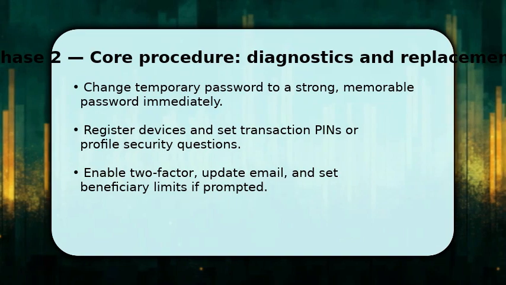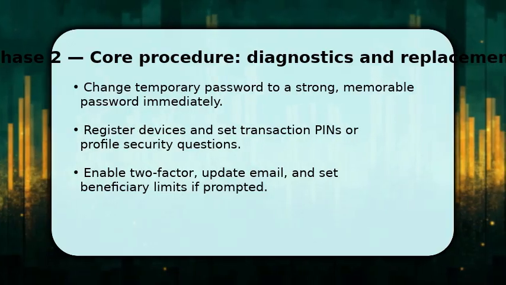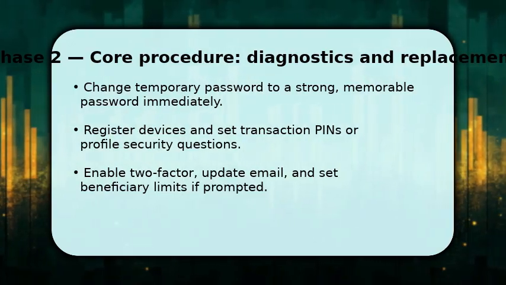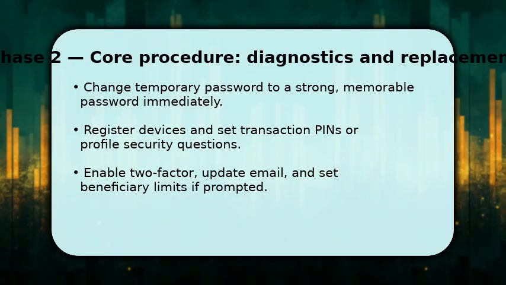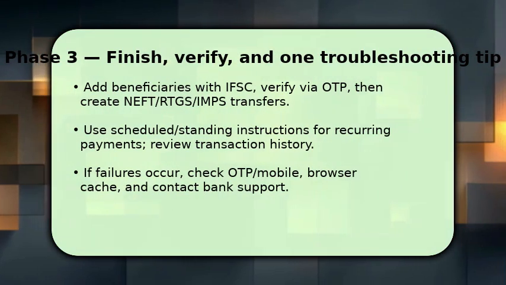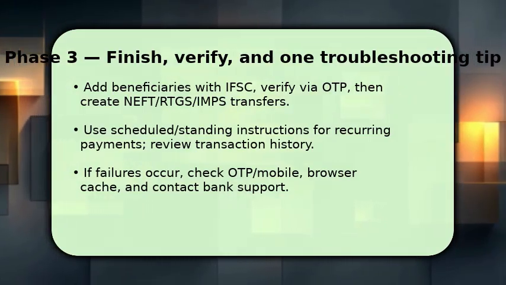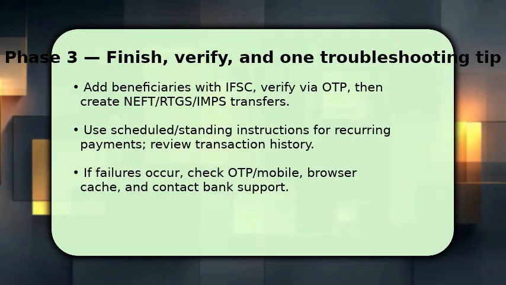This reduces fraud risk. Make sure to set beneficiary limits and OTP requirements for transfers, because these controls protect large transactions and give you fallback options. Finish by adding beneficiaries with correct IFSC and account details, then verify them via OTP. This step prevents misdirected funds.